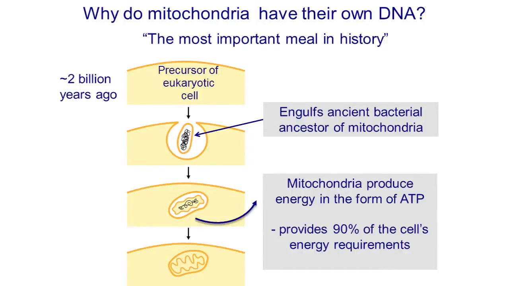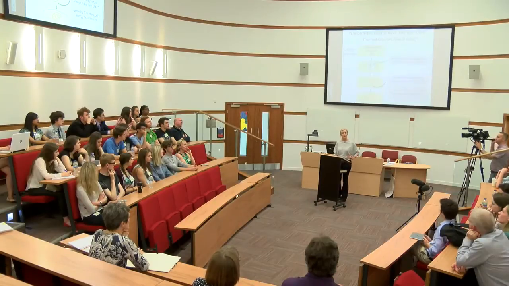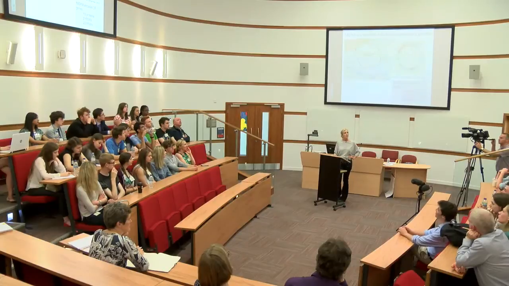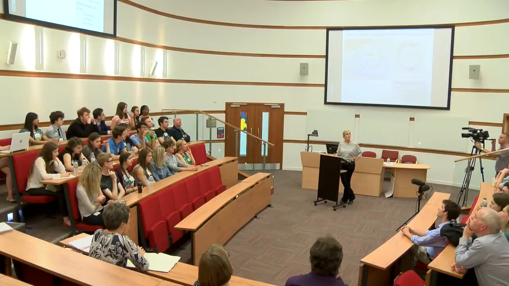So why do they have their own DNA in the first place? How do they come to have it? So the story goes that about 2 billion years ago, precursors of our eukaryotic cells engulfed this bacterial ancestor of the mitochondria. And it turned out that the mitochondria could produce energy in the form of ATP, which fuels 90% of our cells' energy requirements. And this has been described as the most important meal in history. So mitochondrial DNA is a remnant of the bacterial ancestor's genome.